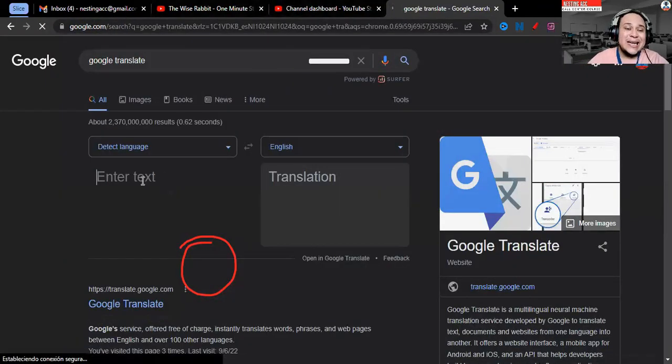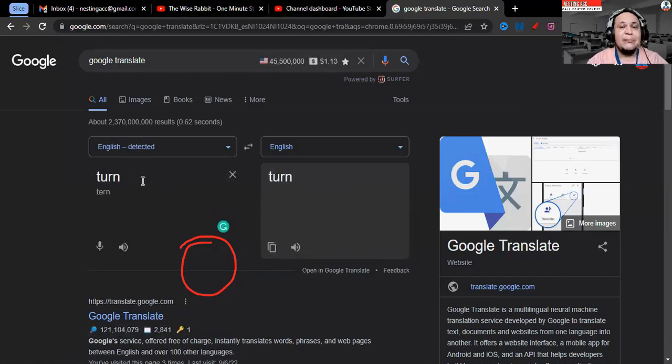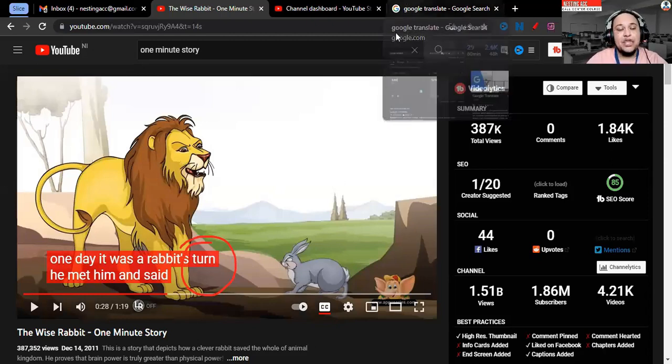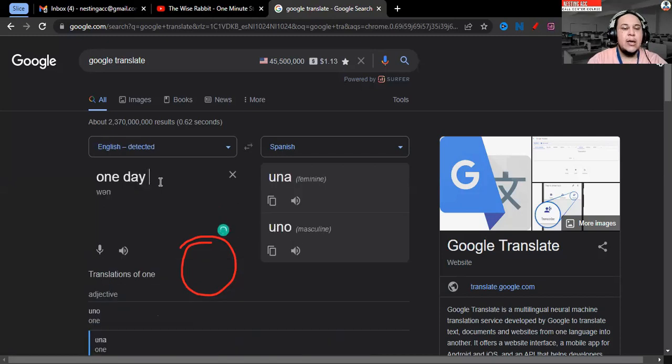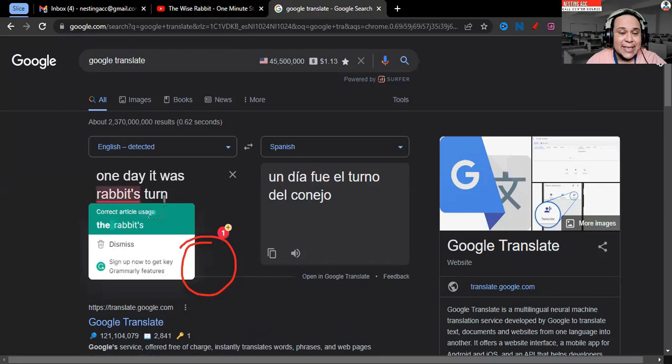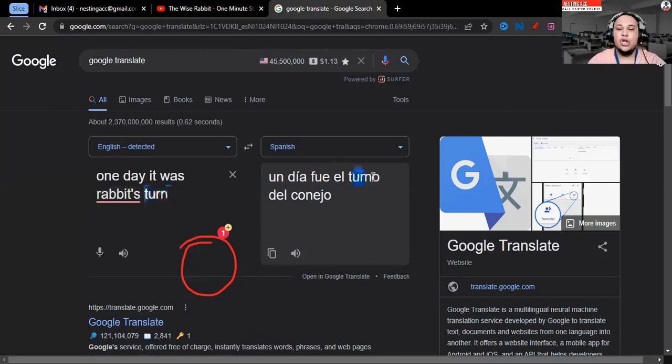And we are not going to look up the meaning of that word by just simply writing it down, turn. This is not the way that we should do it. The way that we should do it is by typing down exactly the entire expression. So it will be one day it was rabbit's turn. All right. So un día fue el turno del conejo. So we understand that in this case, turn means turno.